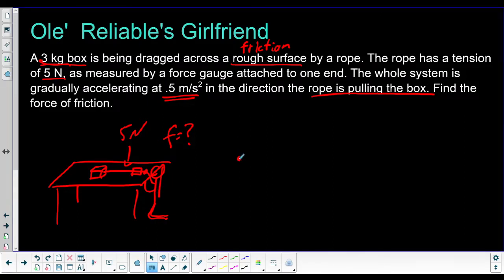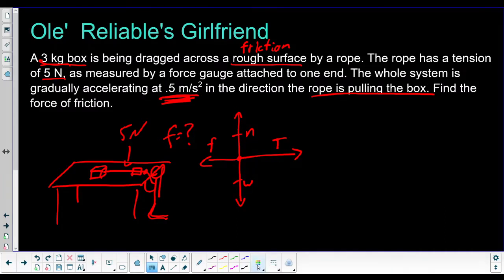So for our forces, we have the weight. We have the normal force. We have the force of tension, being rope forces. And then we have the force of friction. Because we know we're accelerating, the force of friction has to be a little bit smaller than the tension force. Because if they balanced, then we'd be using Newton's first law, and our sum of forces would equal 0 rather than ma. So this is our force diagram.